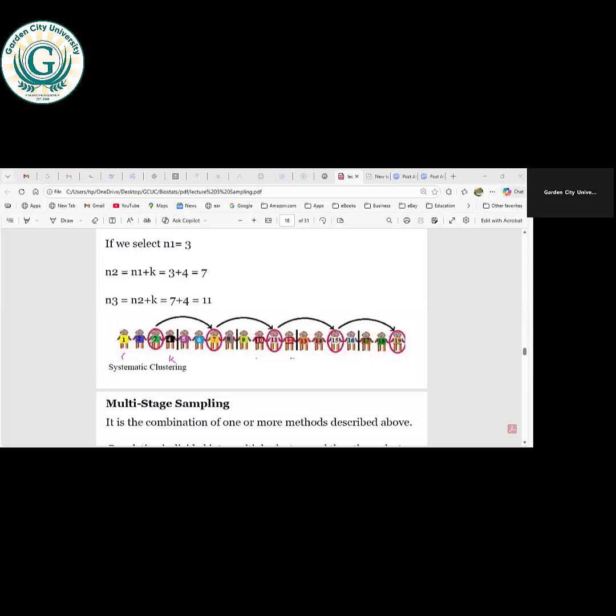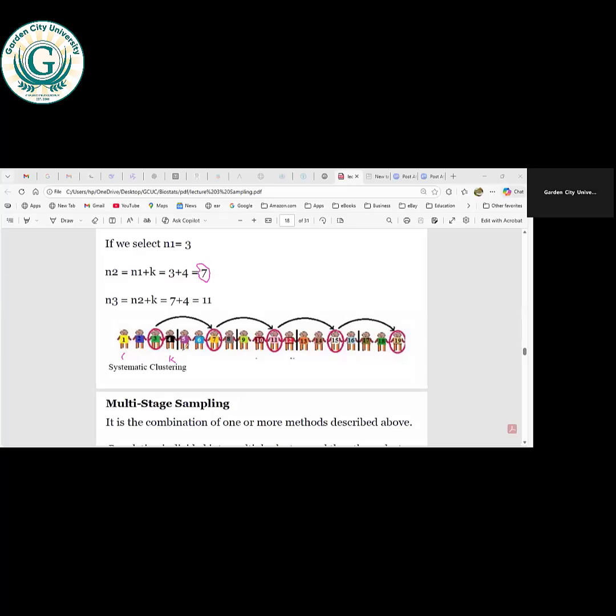So randomly, I selected 3 as my starting point. It doesn't mean that if you also go there, you two are going to select 3. It can change. It doesn't matter. So randomly, I selected 3. So 3 plus 4 gives me 7. So it means I'm going to select the 7th person.